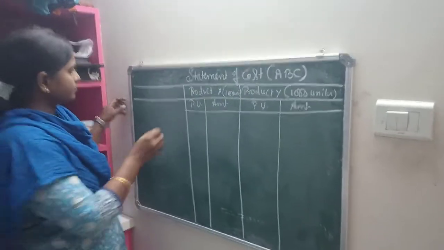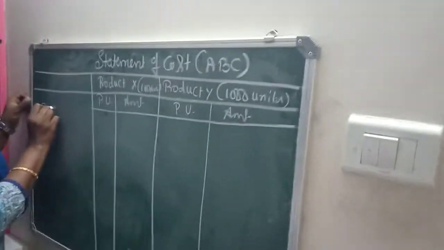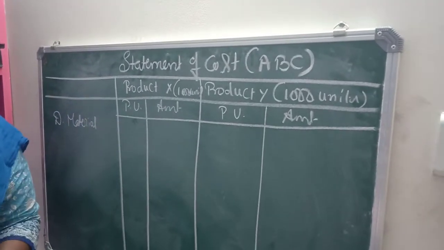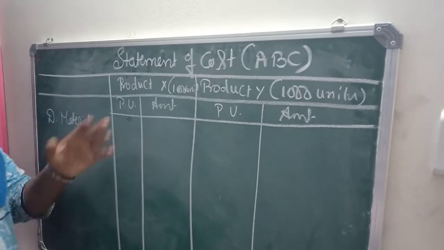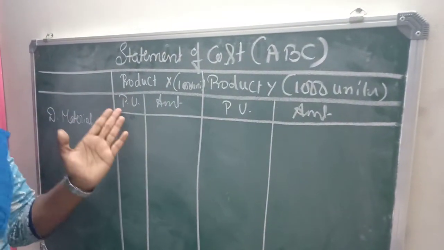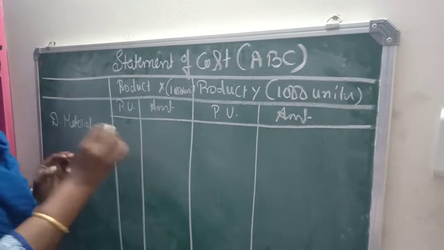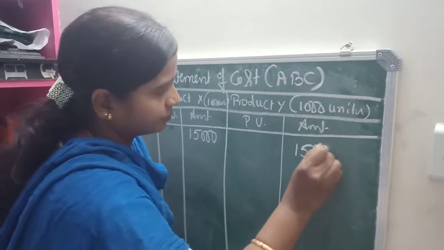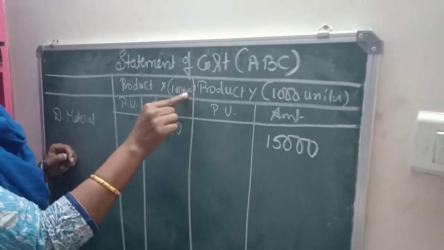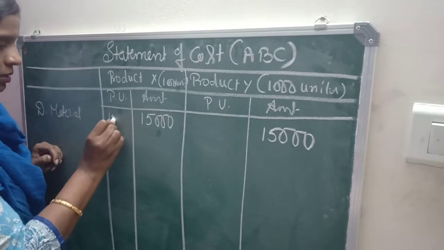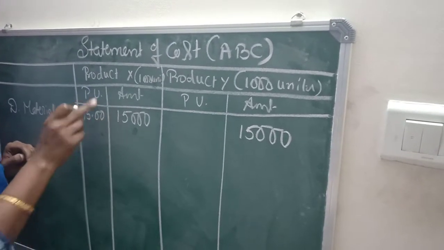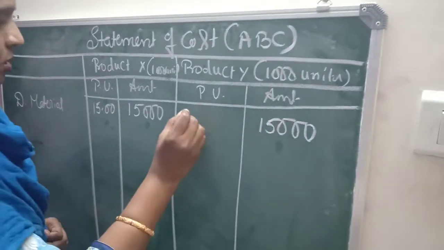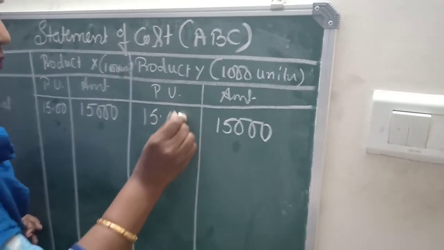See here, direct material they have provided. How much is the direct material in this problem? They have provided direct material 30,000 rupees. That 30,000 rupees is equally shared between product X and product Y. So product X and product Y get 15,000 each. This 15,000 divided by 1,000 units, then per unit is 15 rupees. Same for Y, 15,000 rupees divided by 1,000 units, per unit is 15 rupees.